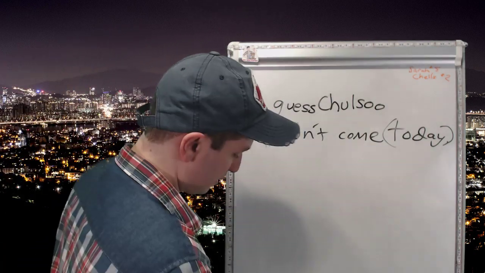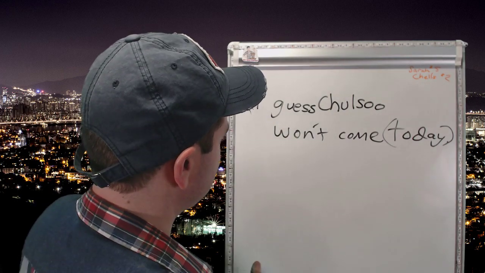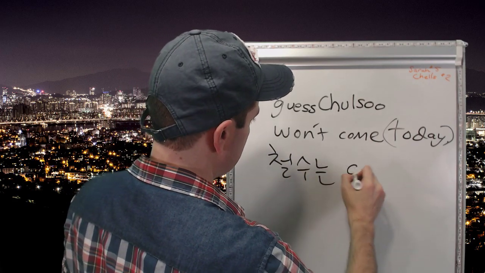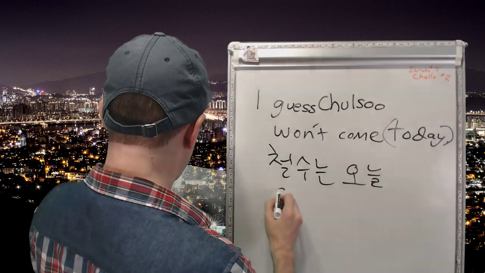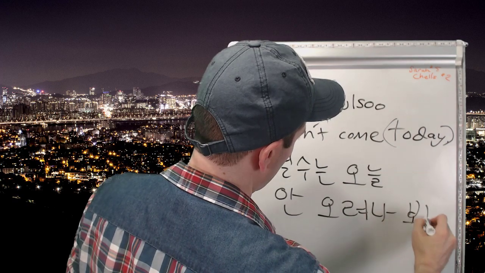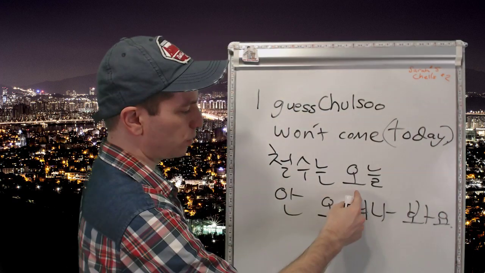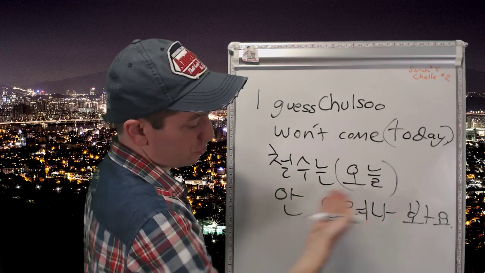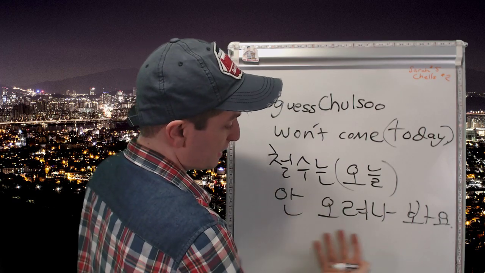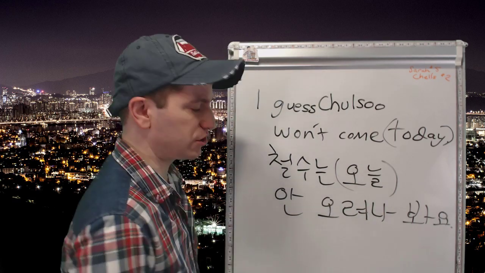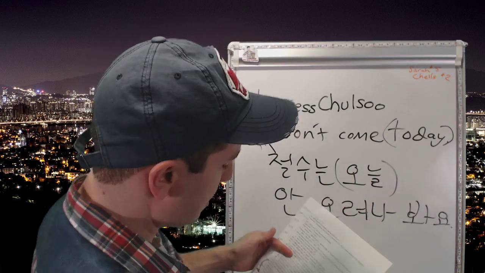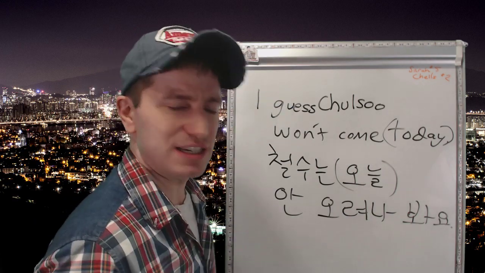Let me give you an answer here, because I know you guys like to see an answer. So let's just say 철수는 오늘 안 오려나 봐요. 철수는 오늘, today, or just 철수는 안 오려나 봐요. So I guess 철수 does not intend to come, it seems. So it seems like 철수 does not intend to come. Or I guess 철수 won't come today. So that's all there is to it. That's all you need to know.